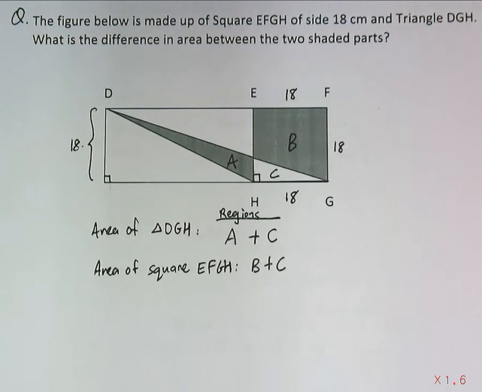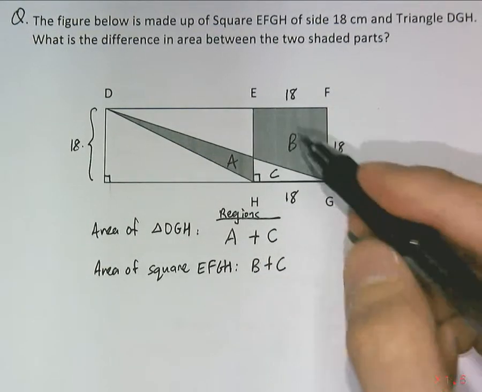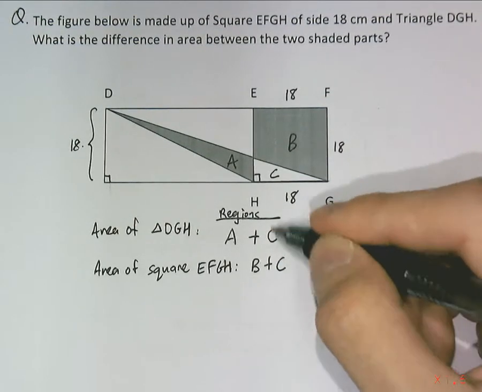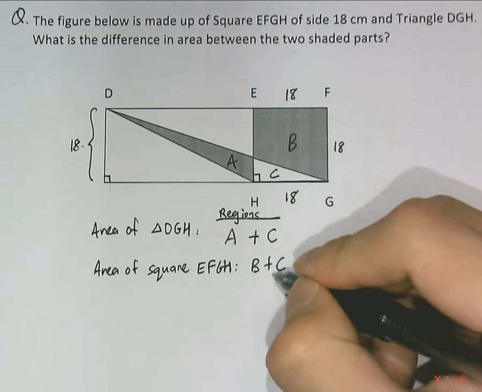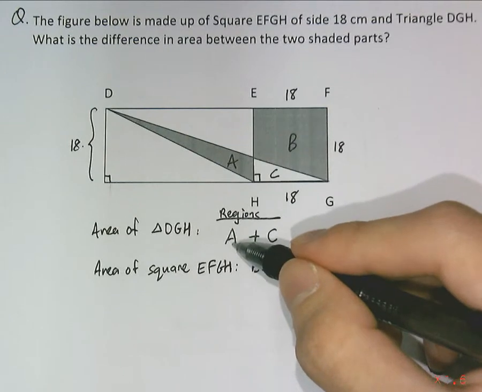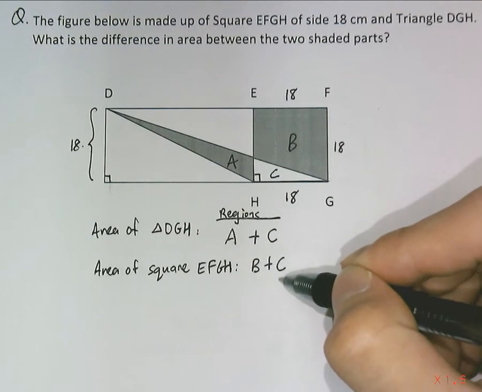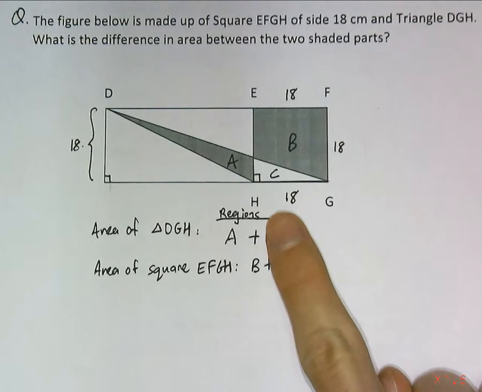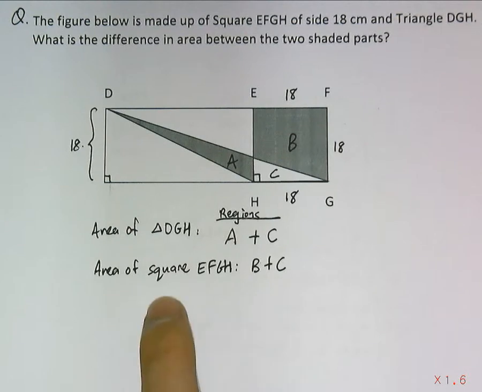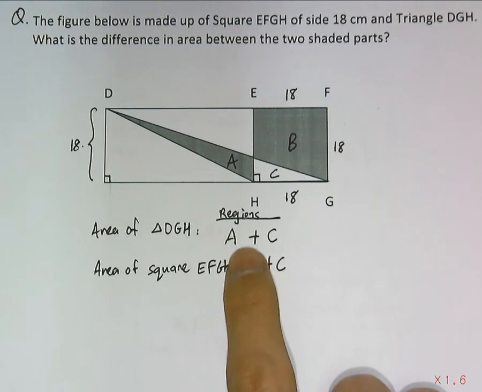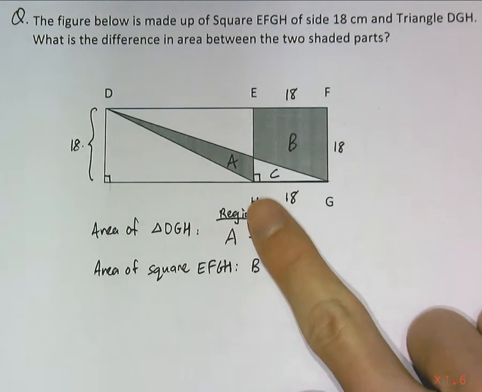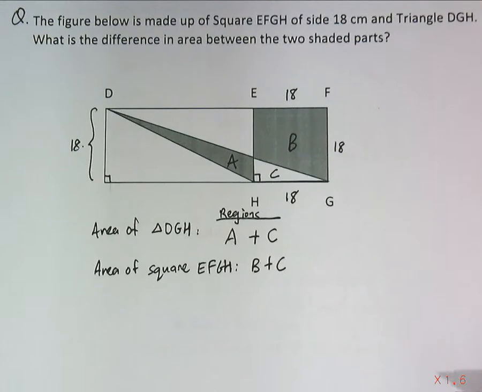Now since we are only required to find the difference in the area between the shaded parts, our answer should have only A and B. So it has nothing to do with this C. So we'll just take the difference from here, because if we subtract the square from this triangle, we will leave behind just A minus B, or we can take the area of the square and subtract the area of the triangle, we will also be left with B minus A. So it's just the difference between the two shaded parts.